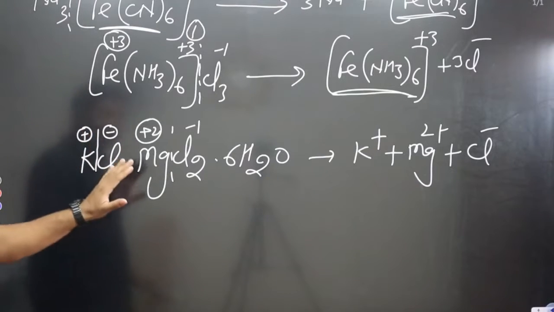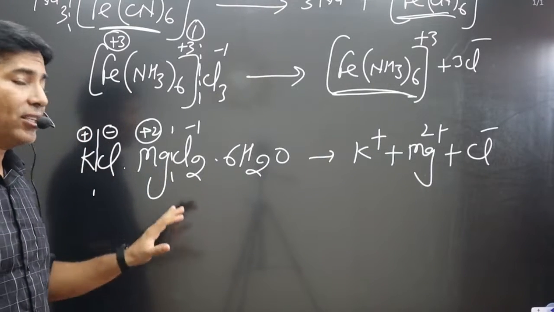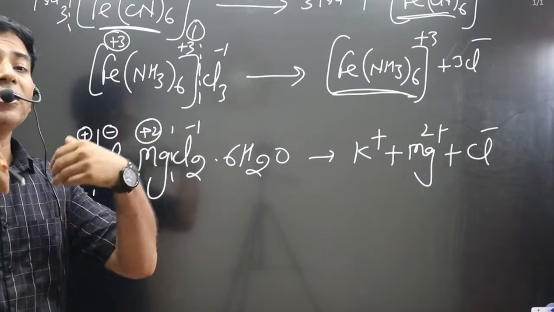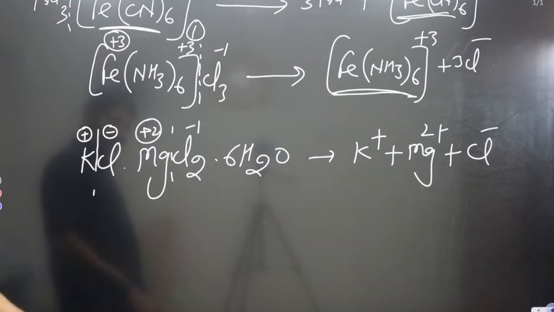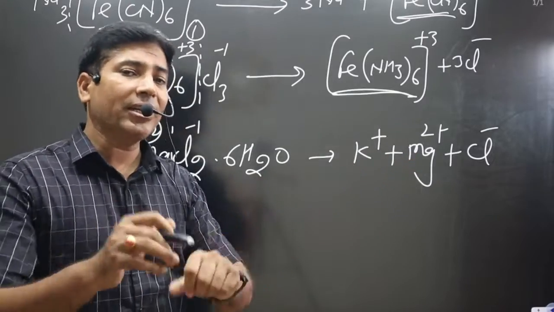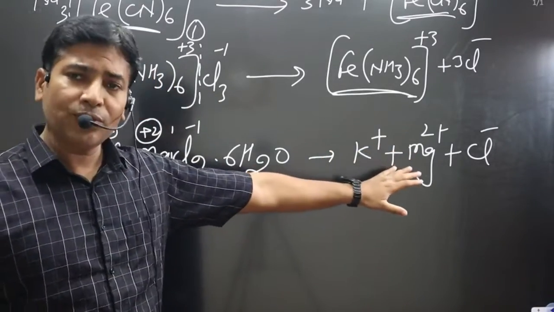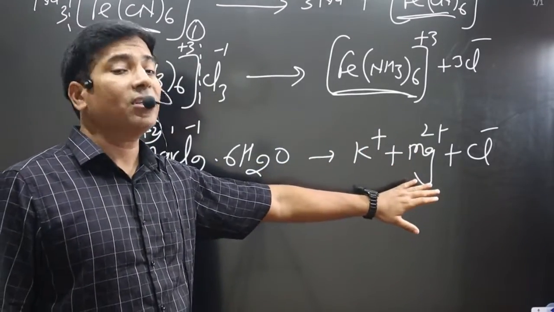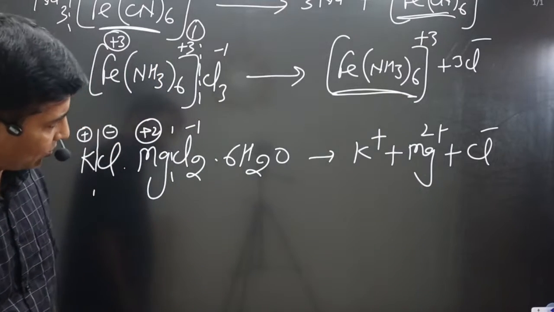Since it undergoes complete dissociation, these double salts in aqueous solution lose their identity. If you want to determine the property of this double salt, no, you will not get the property because it completely got dissociated into ions. It will give the positive test for the ions present in the solution.